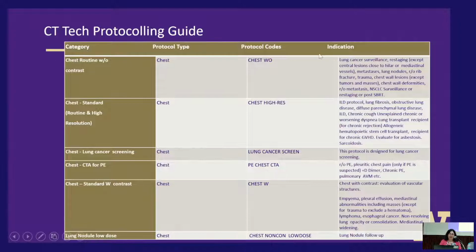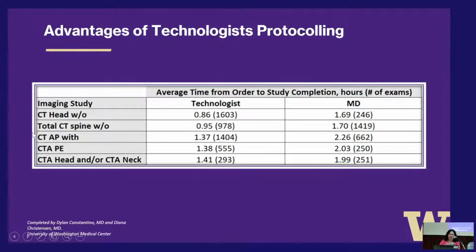So here are some examples of simple protocoling guides: chest routine without contrast, what's the protocol type, protocol code, and what is the indication. So our technologists did a great job of preparing these kinds of tables for the different indications. And they can then very easily pick up the protocol they want. So again, no offense meant to the radiologists in the room, but here is just showing you some idea of the advantages of technologist protocoling.